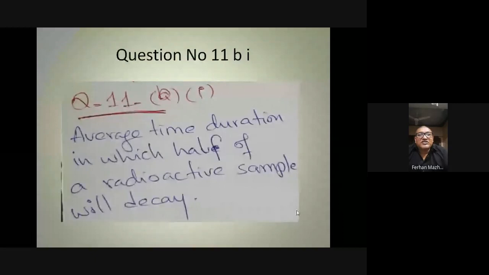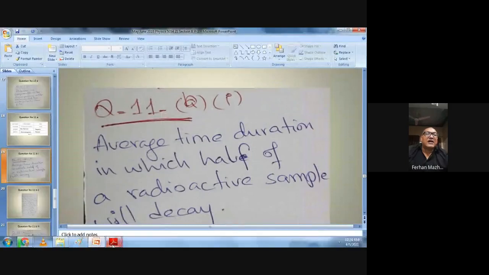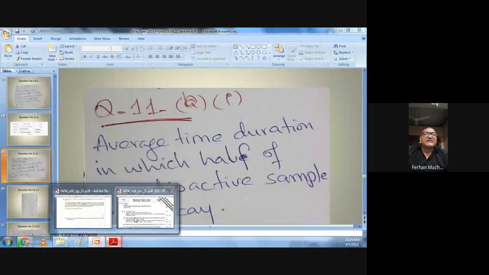Here we go. Average time duration in which half of a radioactive sample will decay. So don't forget this definition. Let's check from the marking scheme. What the marking scheme says.